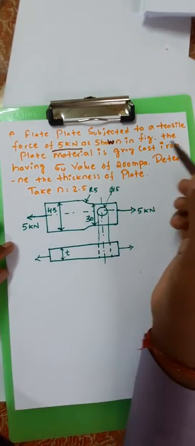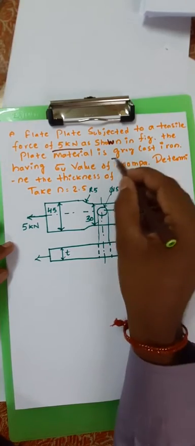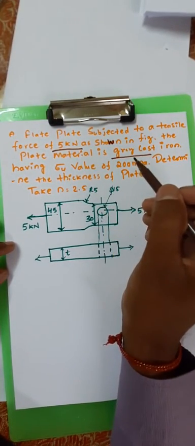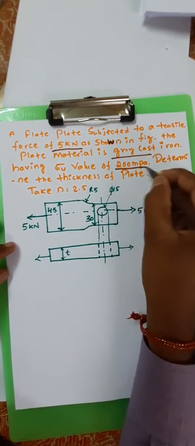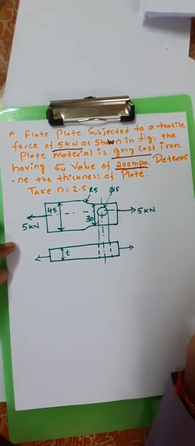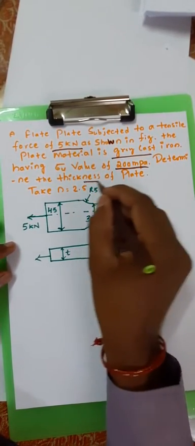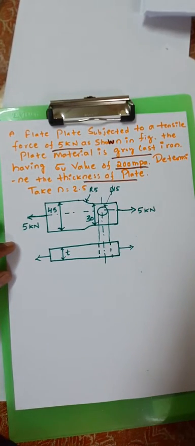The plate material is a grey cast iron having sigma u, the ultimate stress, of 200 MPa. Here we need to determine the thickness of the plate, called H.